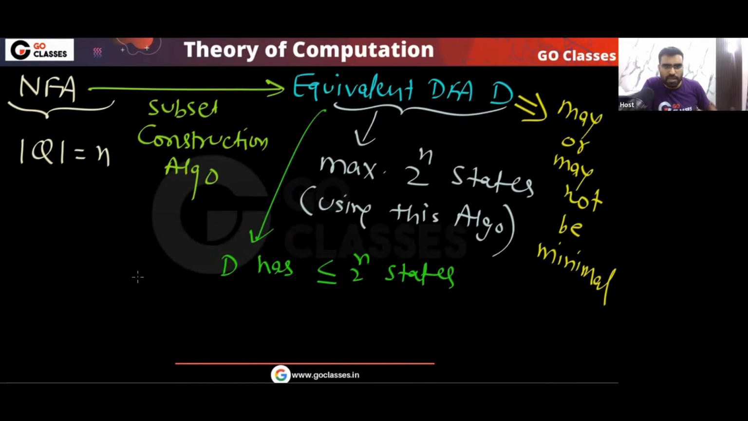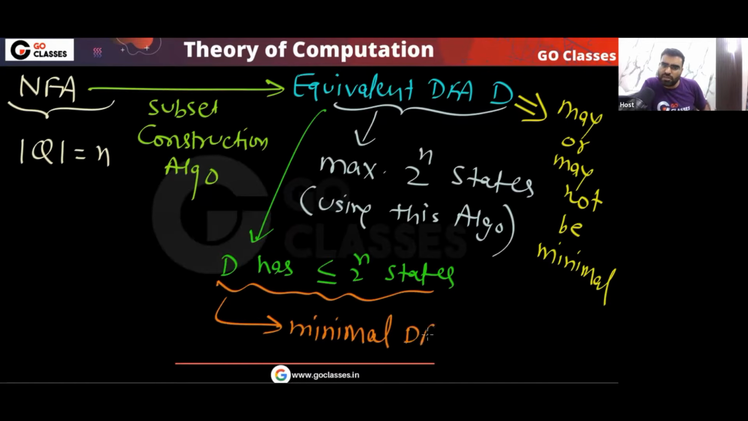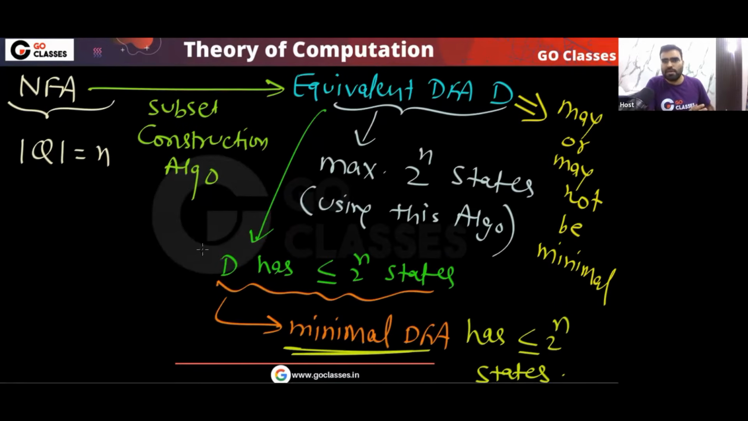So tell me about the minimal DFA. If you minimize it, then the number of states will reduce or not? Because the minimal DFA is unique. The minimal DFA will have less than or equal to 2 power n states. So finally, I can say that the minimal DFA has less than or equal to 2 power n states. Okay, is this point clear? Very simple.